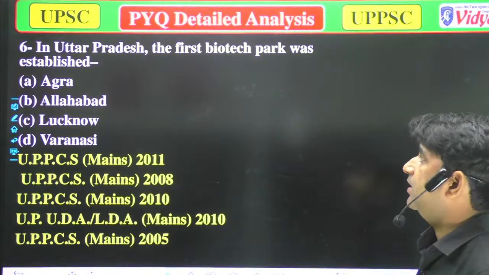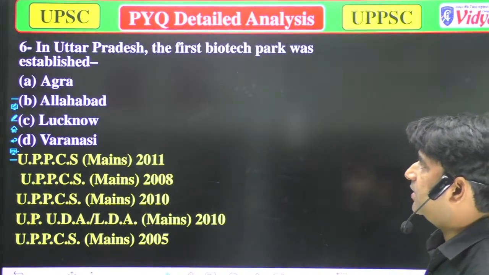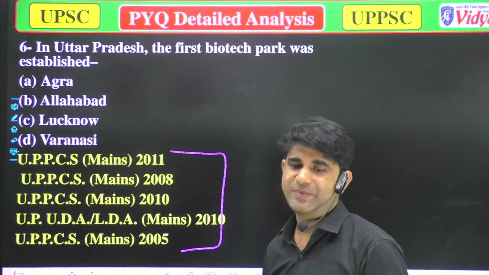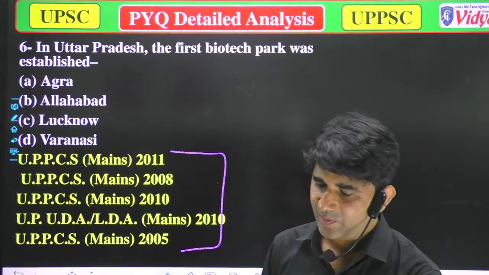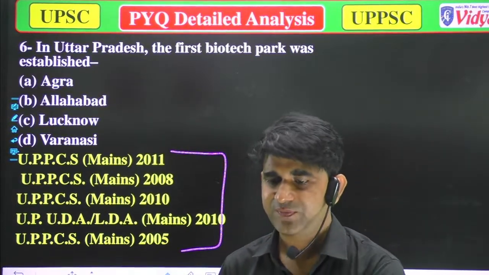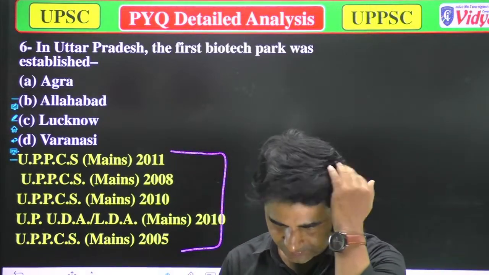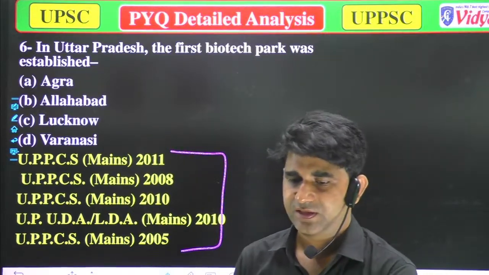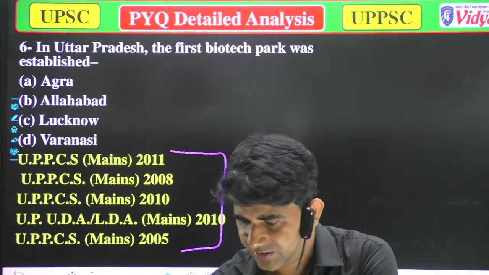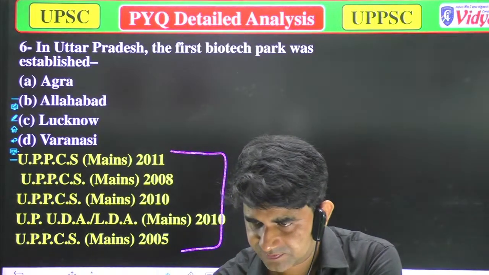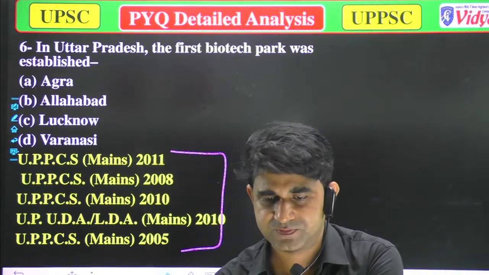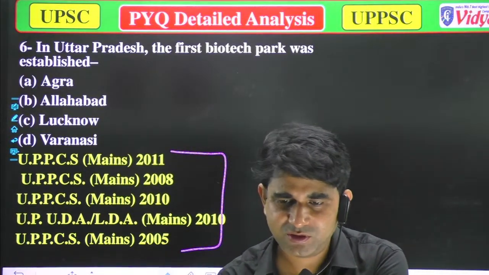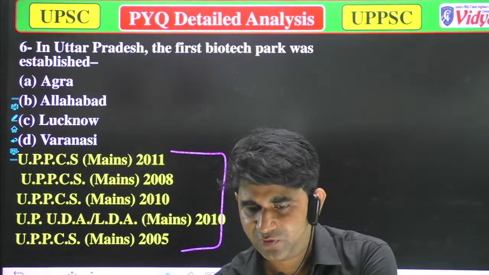The question is: in A. Agra, B. Allahabad, C. Lucknow, and D. Varanasi? That question was asked many times in UPPCS. That's question number 6. Now you have to say what the correct option will be, because I really have no idea about this question. So please tell me what the correct option is.